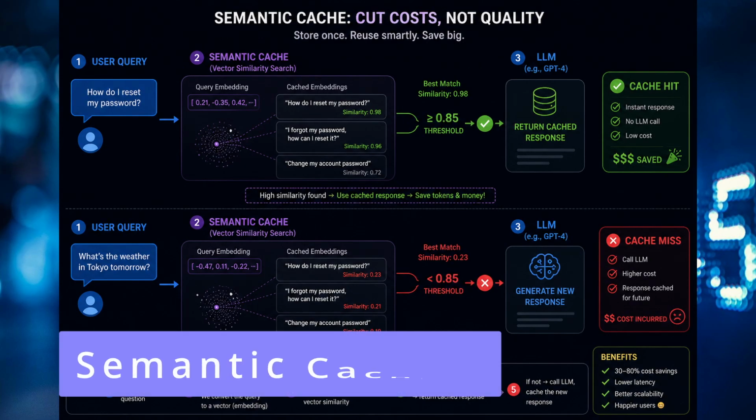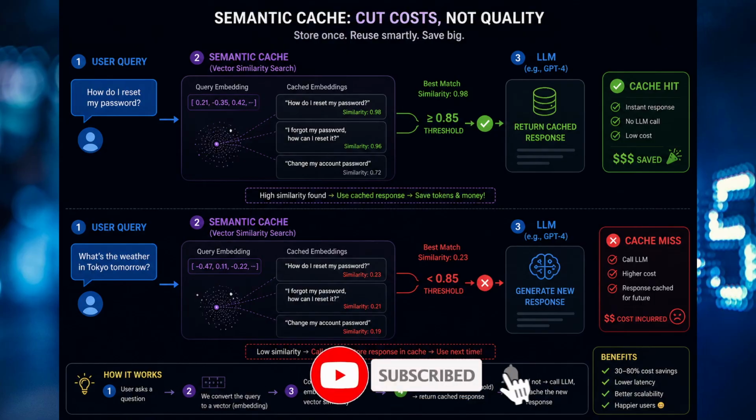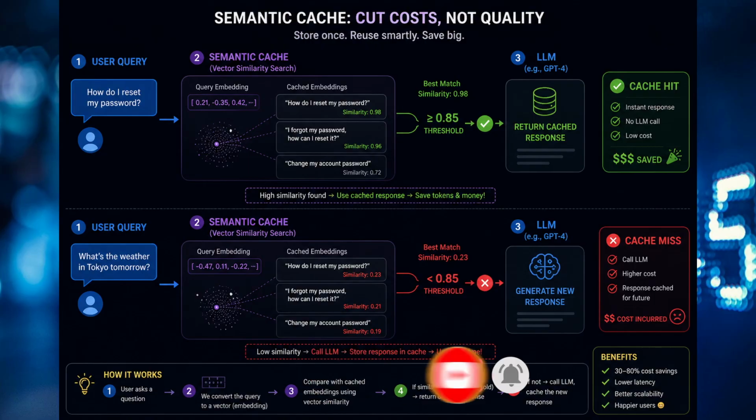Technique number one is semantic caching. This is one of the highest ROI optimizations for AI systems. The idea is simple. If users ask similar questions repeatedly, don't call the LLM again. Instead, store the previous response in a semantic cache. Unlike traditional caching, semantic caching doesn't require exact matches. It uses embeddings and vector similarity. So those two questions, "how do I reset my password" and "I forgot my password, how do I reset it," can both map to the same cached response.